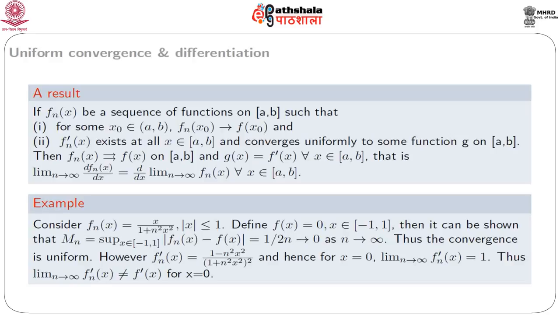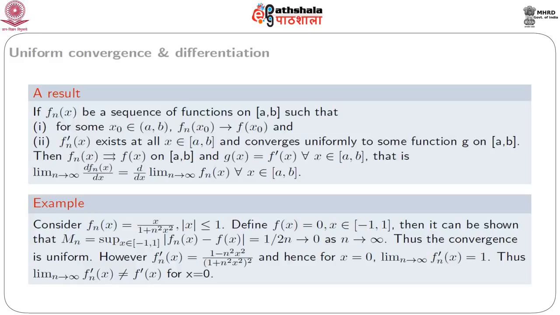Consider f n x a sequence of functions on the closed interval -1 to +1 defined by x divided by 1 plus n square x square. Now define f x as 0 for all x, and then it can be shown that M n, which is nothing but the supremum value of the absolute value of f n x minus f x over the closed interval -1 to +1, is 1 by twice n, and this tends to 0 as n tends to infinity. Thus the convergence is uniform.